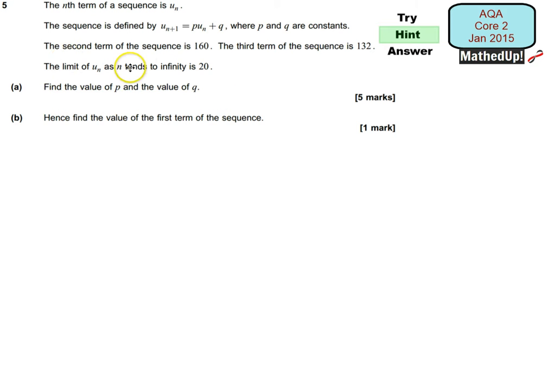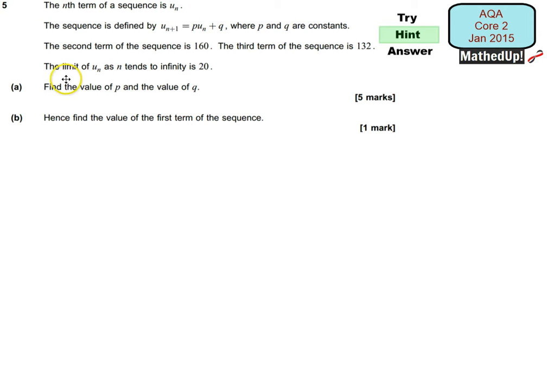In order to solve this, because we know two consecutive terms, the second term and the third term, I can set un to be u2, which means that un plus 1 would be u3. I know the second term is 160, and I know u3 is 132, so I can come up with an equation for that.